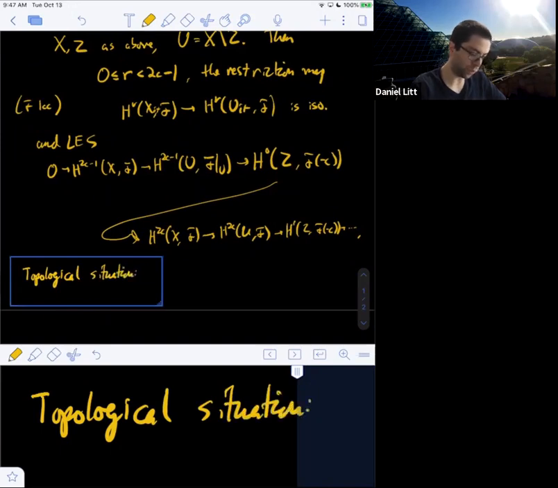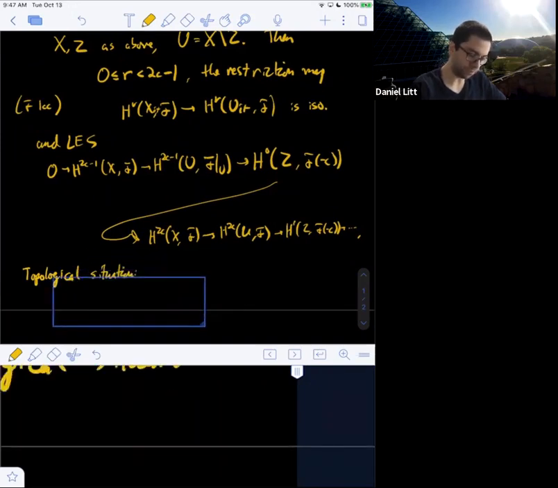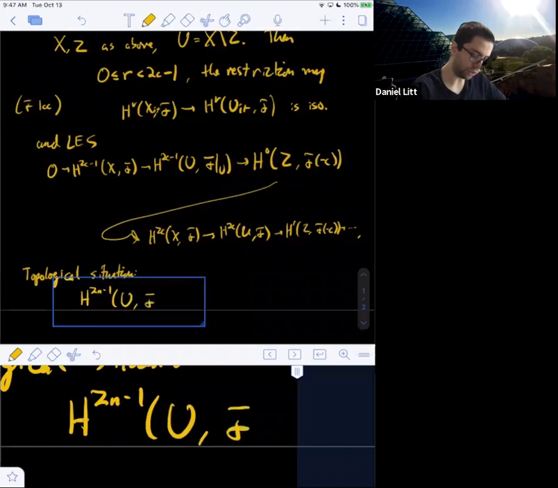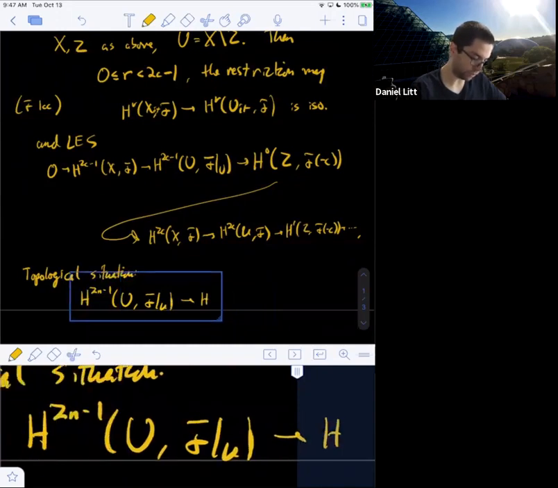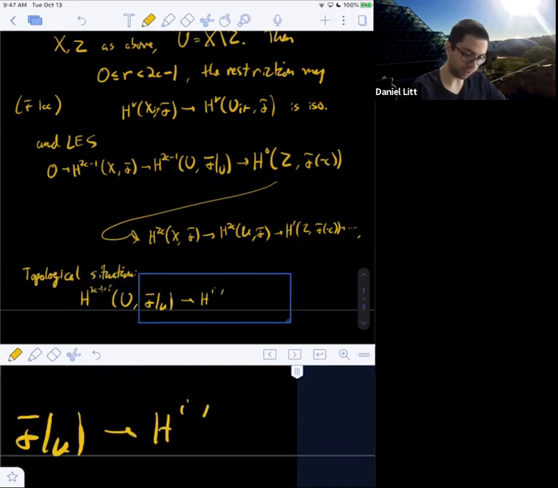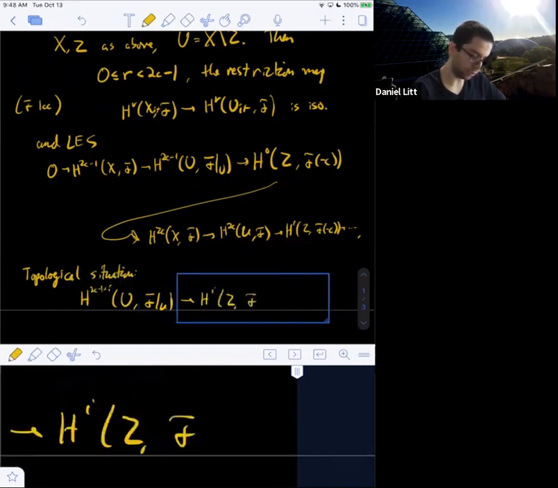I just want to explain what these maps are: H^{2c-1+i} of U with coefficients in F, restricted to... sorry, let me do it this way: H^{2c-1+i} to H^i of Z with coefficients in F(-c)(-r). Does anyone know? I'm curious.